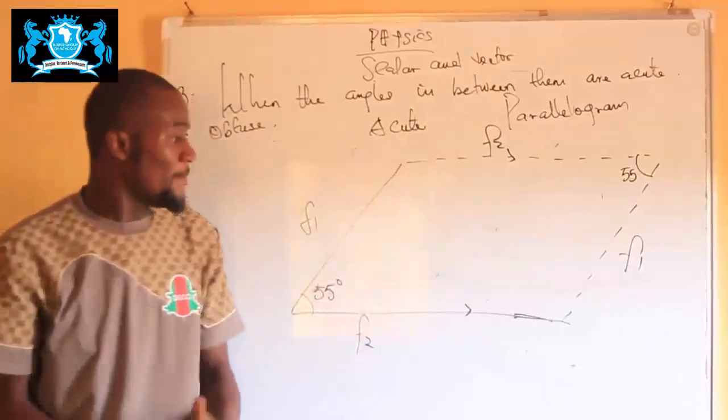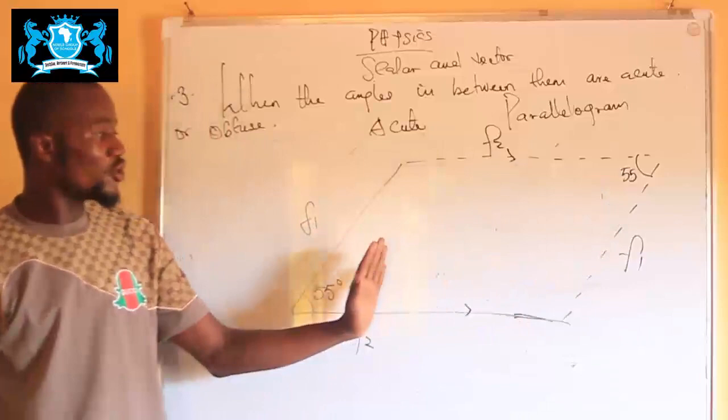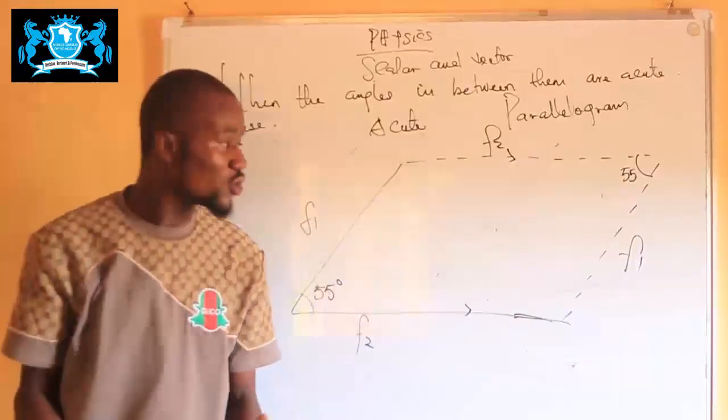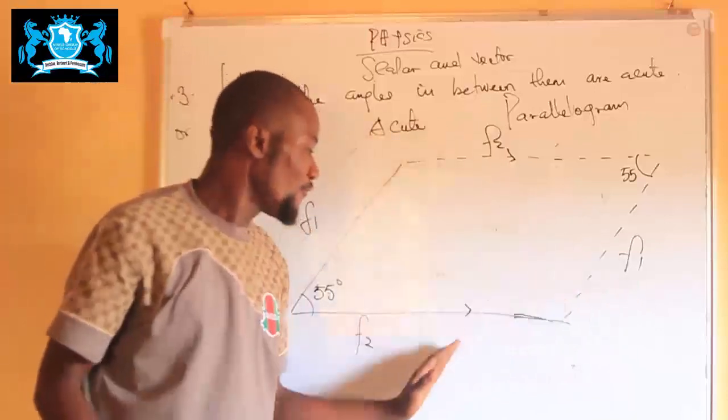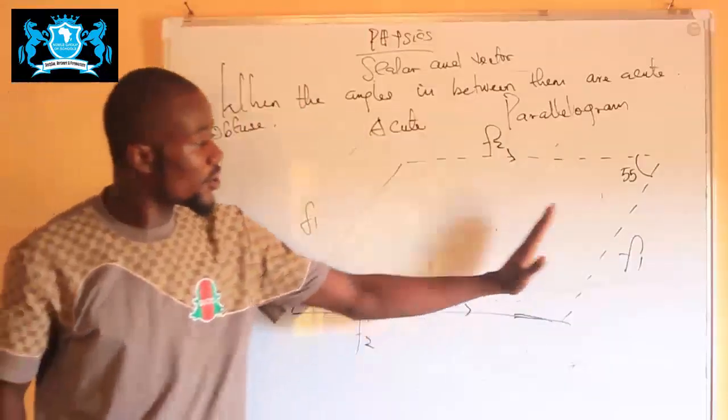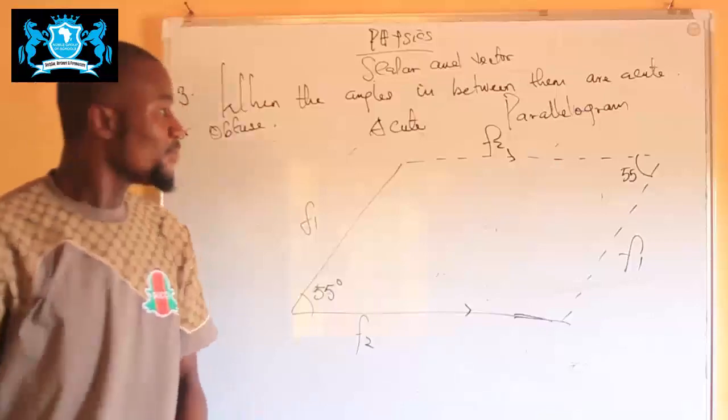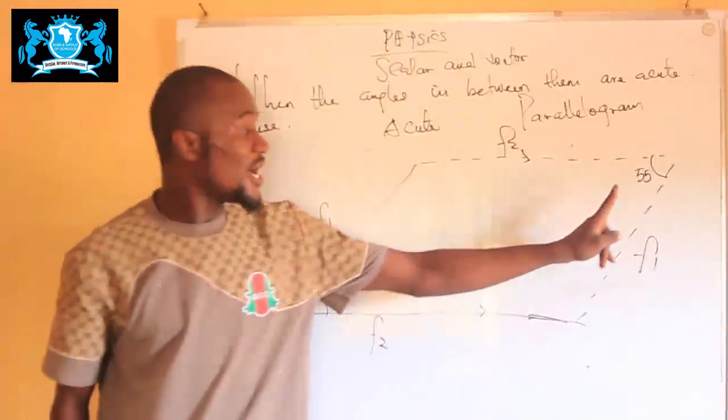We should know that the sum of angles in a parallelogram, because a parallelogram belongs to the group of polygons we call quadrilaterals, because they have four sides, 1, 2, 3, 4. So the sum of angles in a parallelogram will be giving us 360 degrees. If here is 55, here is 55.